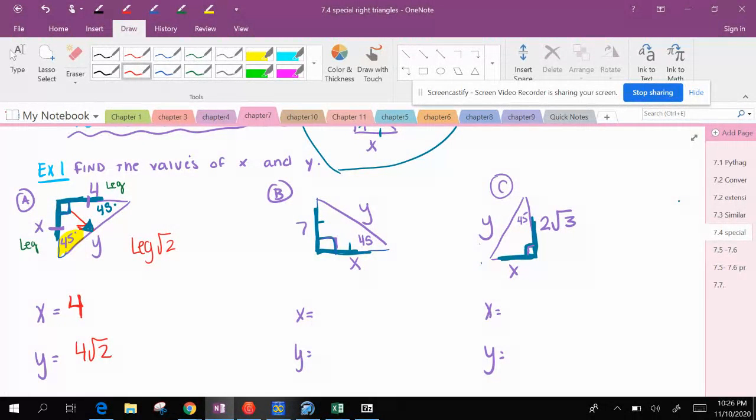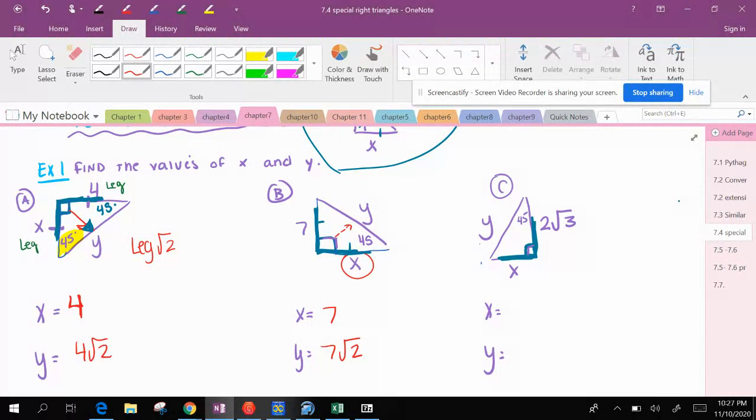So for example B, what is the x going to be? Yes, it's going to be 7 because 7 is the other side length. What about the hypotenuse? It's going to be 7 radical 2 or 7 square root 2. That's simple.